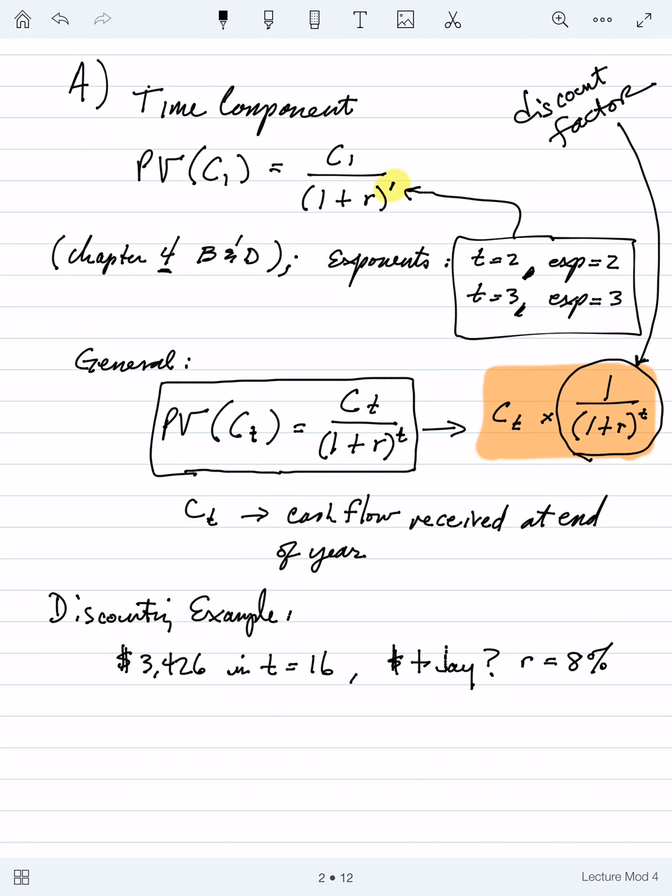Okay, so we could take the present value formula and insert 3426. That's happening right in year 16. So the present value there is, you know what? I always like to do it this way too. It's in year 16. R is equal to 8%. And so what you do is go 3426 times 1 over 1.08 to the 16th power.